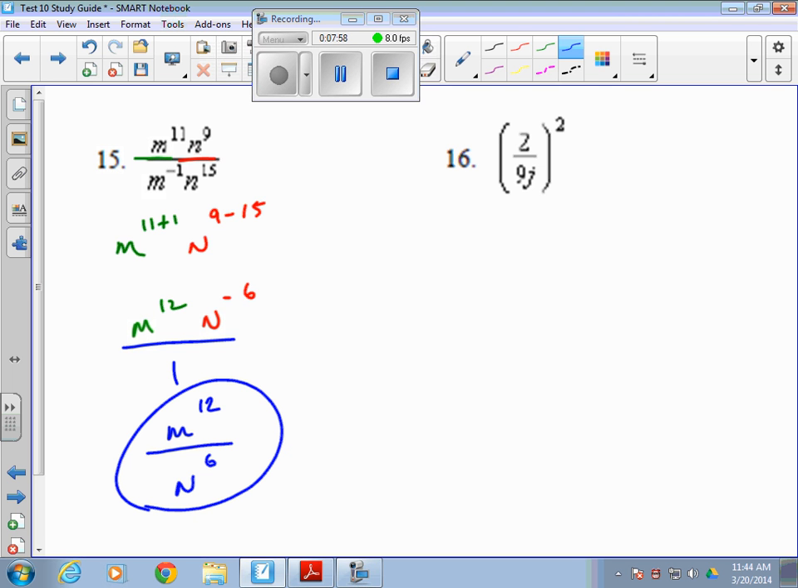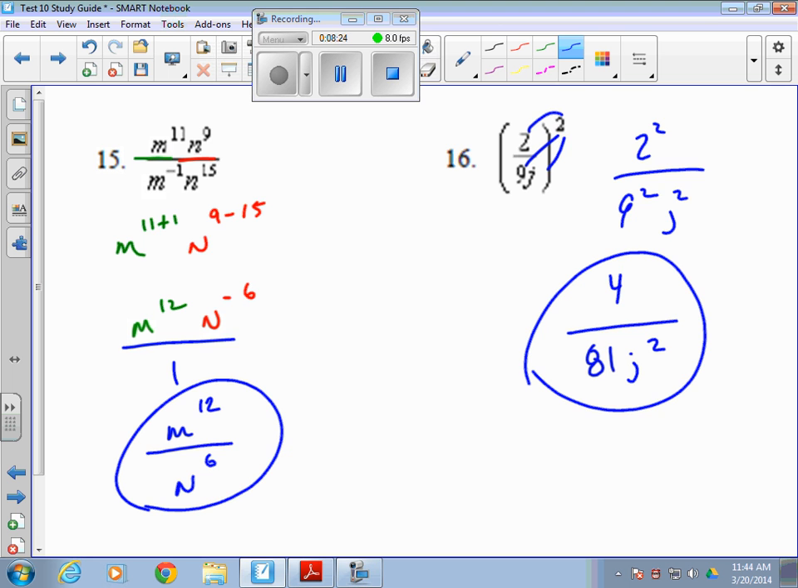This one says 2. It kind of looks a little funny on the page, but 2 over 9j squared. Everything gets squared. 2 gets squared, 9 gets squared, and j gets squared. So 2 squared is 4, 9 squared is 81, and j squared is j squared. And 2 doesn't go into 81 because it's an odd number, so neither does 4. That is a simplified fraction.